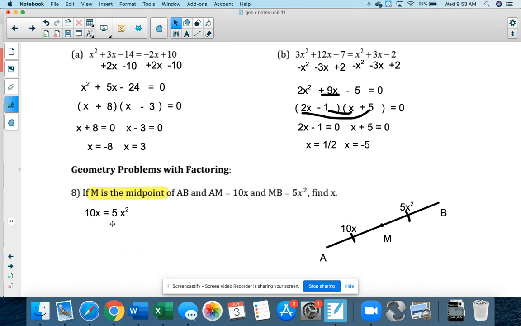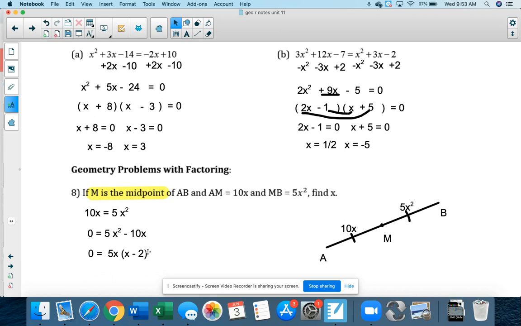Now this is not going to result in a trinomial, so it will be a little bit easier to factor. I want to keep my x squared positive. I know normally I bring everything over to the left. It's absolutely okay to bring everything over to the right. So I'm going to subtract 10x. So I'm going to have 5x squared minus 10x. It's not a trinomial, so I'm looking for my greatest common factor. All right. My greatest common factor is a 5x. So I factor out the 5x, and I'm left with x minus 2.